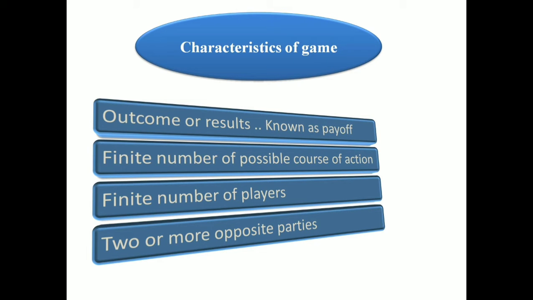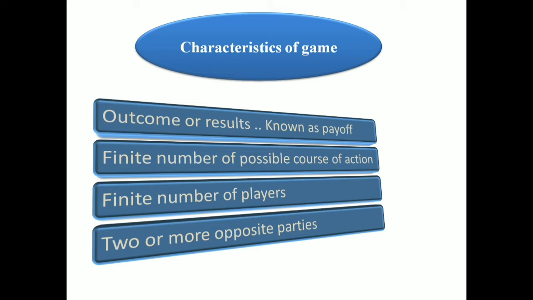Let us discuss some of the characteristics of a game. Once you are part of a game, there will be an outcome or a result for the game. That outcome or result is known as payoff. So payoff is the outcome of a game. Once you get the result, that is called a payoff. We present the outcomes in a matrix called a payoff matrix.